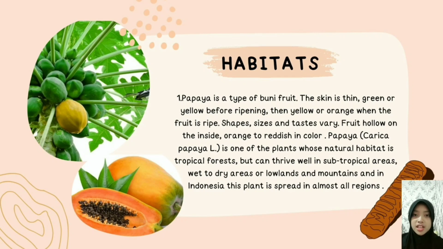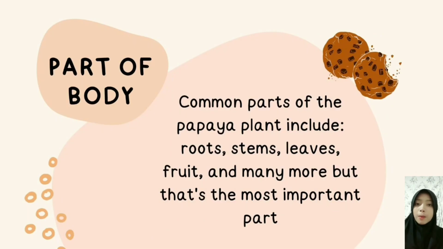Papaya, or Carica papaya, is one of the plants whose natural habitat is tropical forest, but it can thrive well in subtropical areas, wet to dry areas, or lowlands and mountains. In Indonesia, this plant is spread in almost all regions. Common parts of the papaya plant include roots, stems, leaves, fruit, and many more.